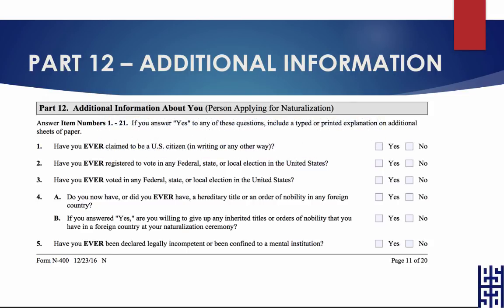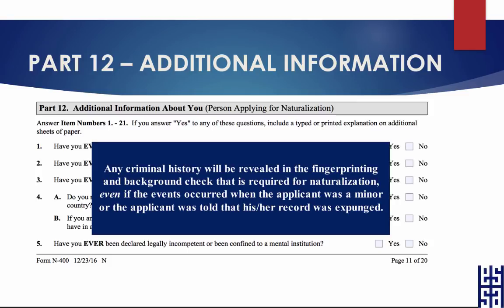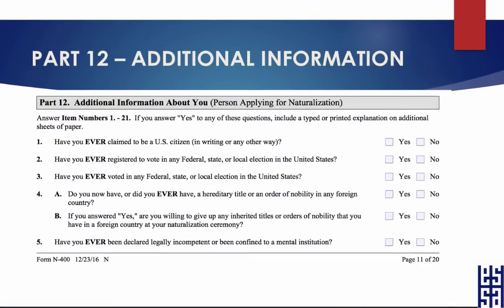Any criminal history will be revealed in the fingerprinting and background check, even if the events occurred when you were a minor or you were told that your record was expunged. Criminal or security concerns from your birth country can also be discovered in the background check. It is imperative that you tell the truth in this section.